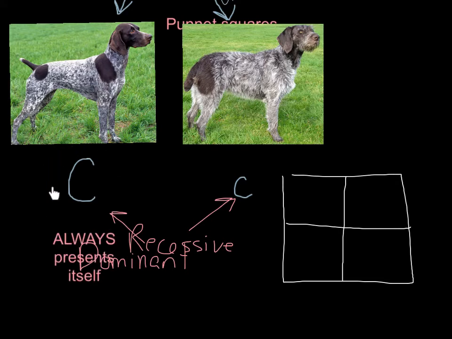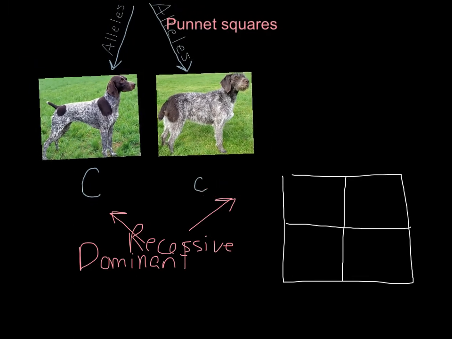So the dominant gene always presents itself. If you have a dominant allele, you will have a dominant trait, whereas recessive has to have a buddy, kind of gets pushed around a little bit. So if you have a recessive gene, you might have that allele, but your body probably does not listen to it unless you have 2 of them.